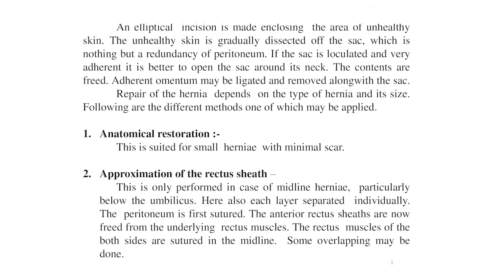Now the first method is the anatomical restoration. This is suited for small hernia with minimal scar. And second is the approximation of the rectus sheath. This is only performed in cases of midline hernia, particularly below the umbilicus. Here also each layer is separated individually. The peritoneum is first sutured. The anterior rectus sheaths are now freed from the underlying rectus muscles. The rectus muscles of both sides are sutured in the midline. Some overlapping may be done. Now the anterior rectus sheath is sutured in the midline, if possible by overlapping. To reduce the tension, one may have to make a release incision vertically on the lateral part of the rectus sheath.